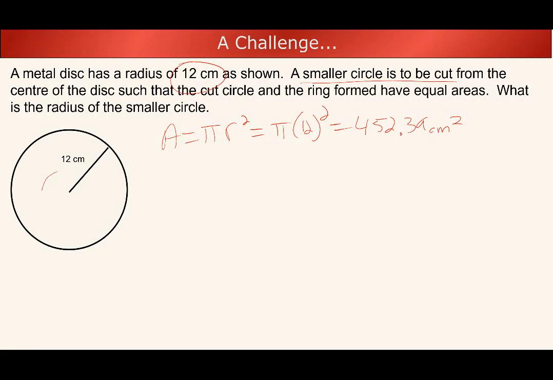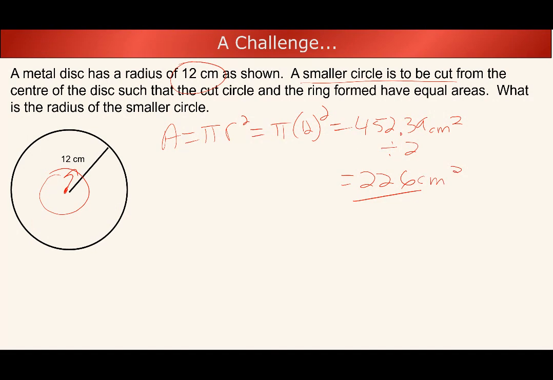So if we want to cut a piece out of the middle that has the same area as what's left over, then we have to divide this area by 2. That's the only way to cut this area out and have 2 equal parts, is to divide by 2. So it's 452.39 divided by 2 is 226. I'm going to round, okay? So 226. We know we want the smaller radius to give us an area of 226. That would be square centimeters.